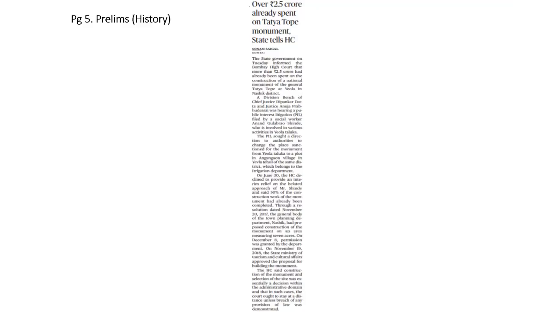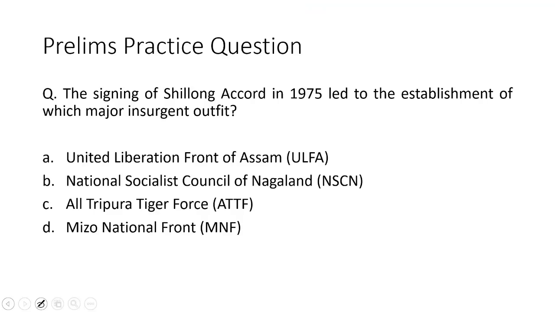This question has been asked because we have an article on page number 5 that makes a reference to the legal dispute surrounding the construction of a national monument as a tribute to General Tantia Tope in Maharashtra. Now let's take up the next practice question. The signing of the Shillong Accord in 1975 led to the establishment of which major insurgent outfit? The correct answer is option B.